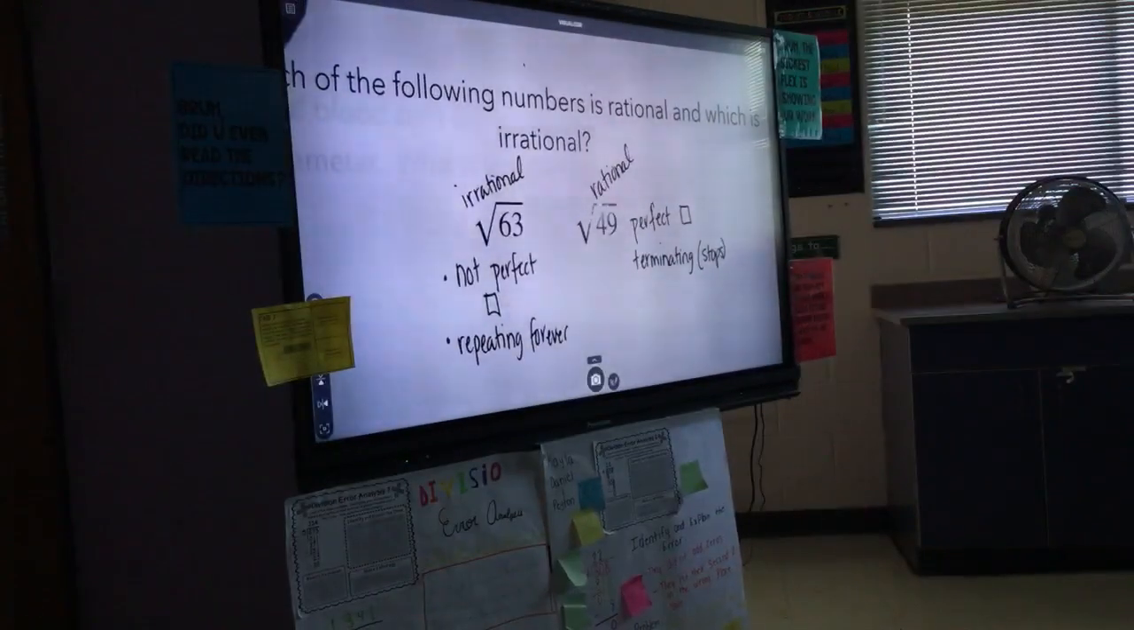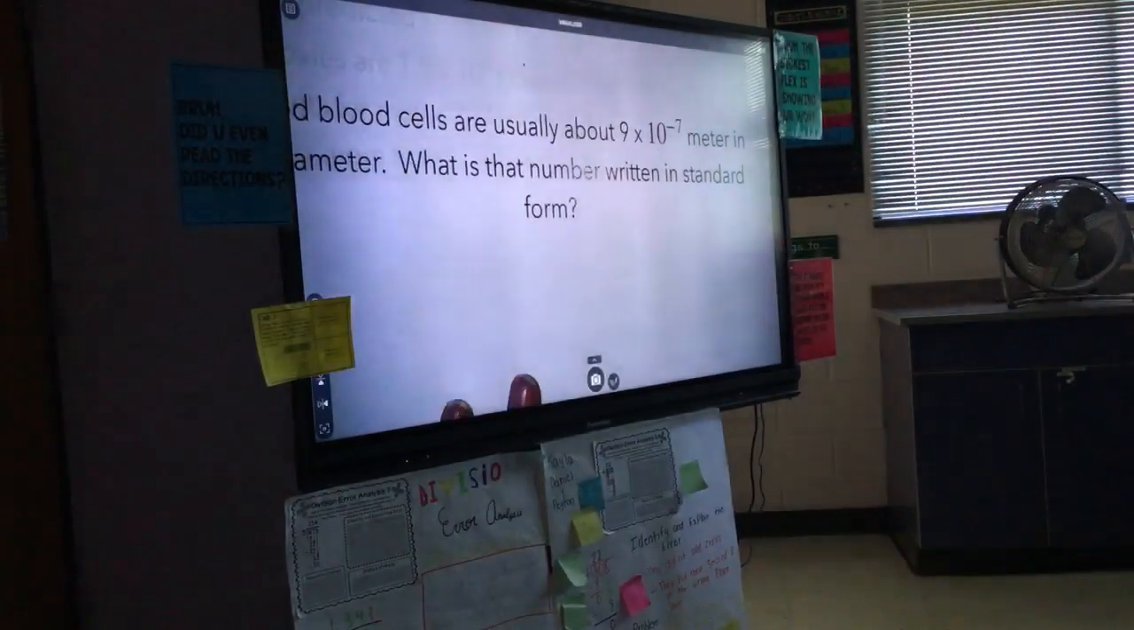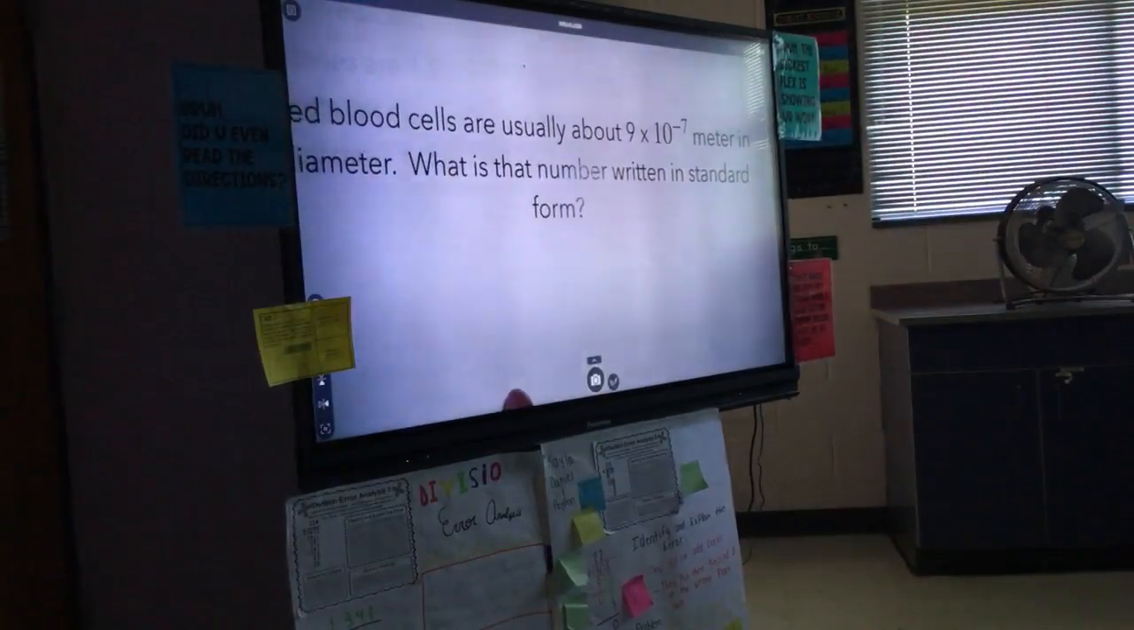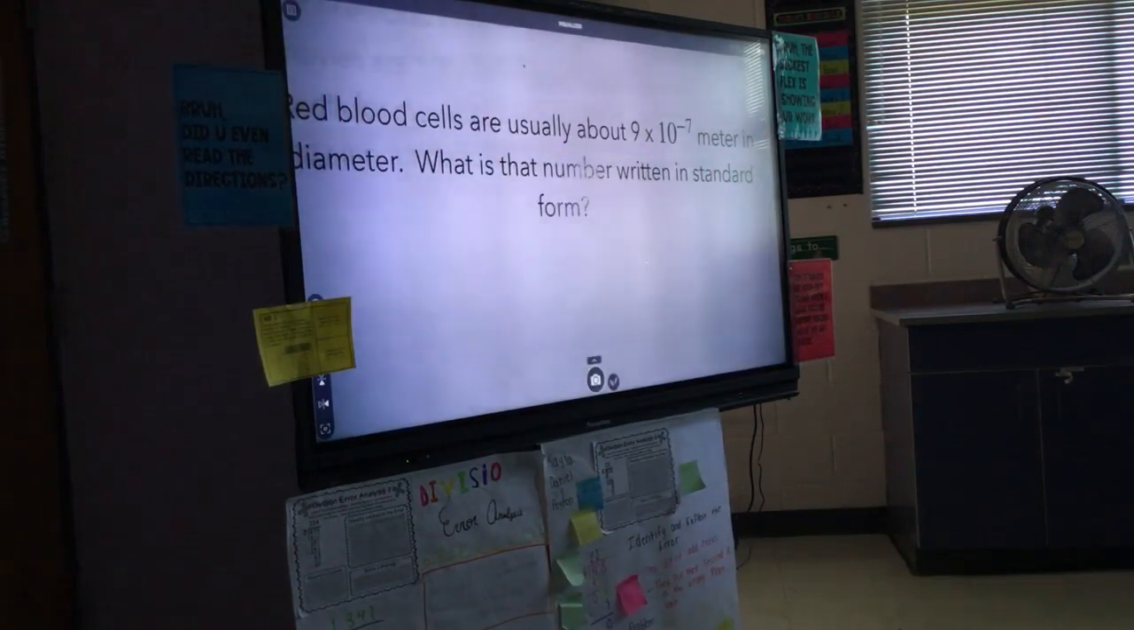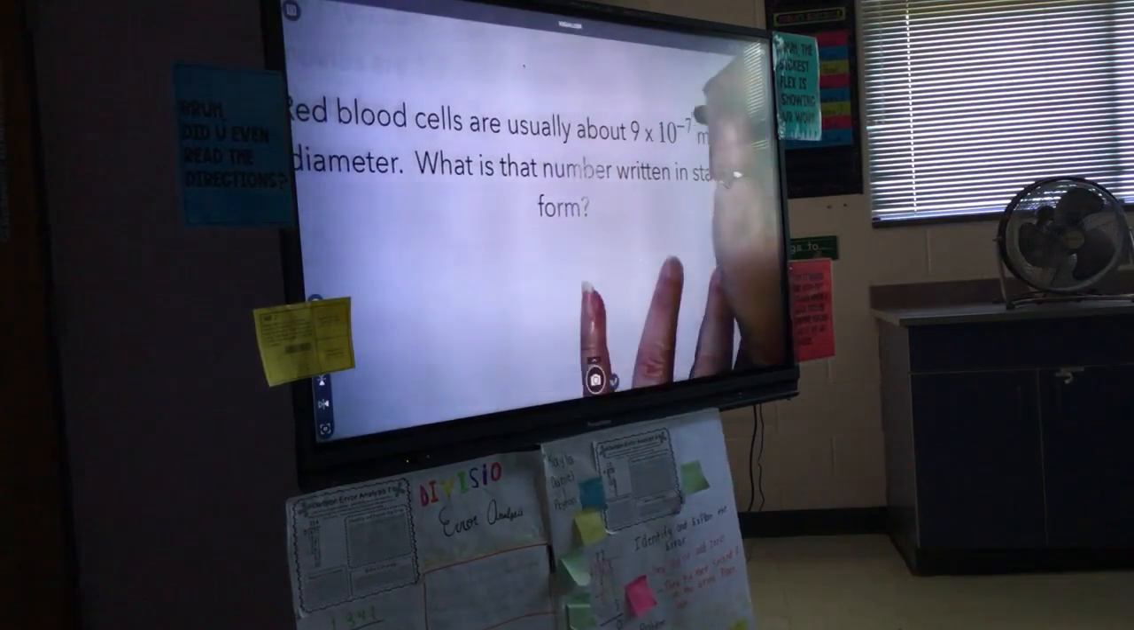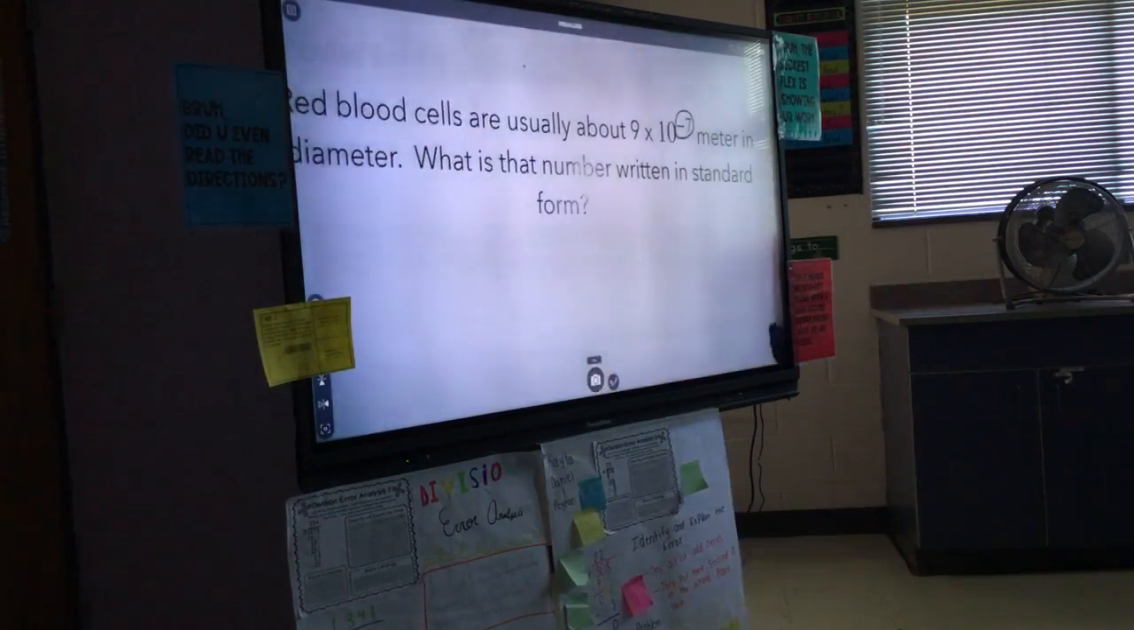All right, number 13. That's where it gets fun. It says red blood cells are usually about 9 times 10 to the negative 7th meter in diameter. What is that number written in standard form? That means written out. Remember, with your negative exponent, are you moving to the left or are you moving to the right? Raise your hand. So negative exponents, are we going to the left or to the right with our decimal?